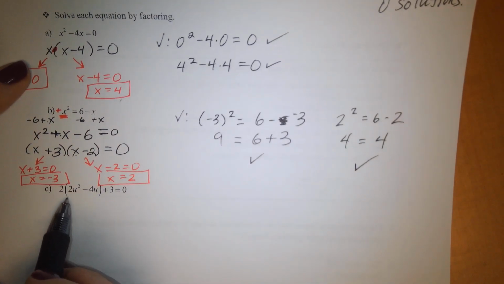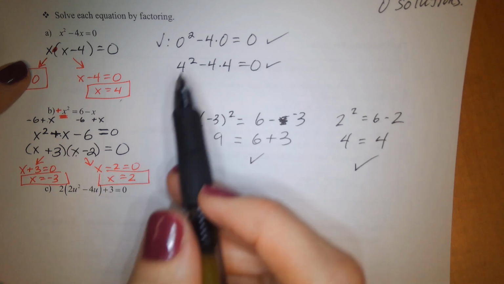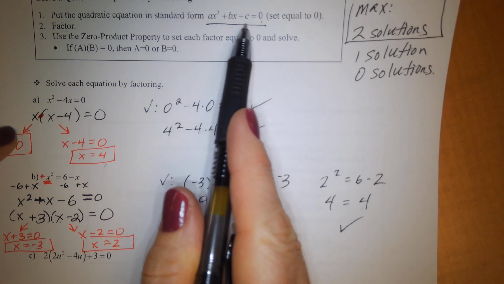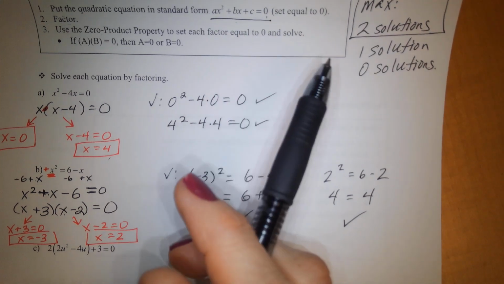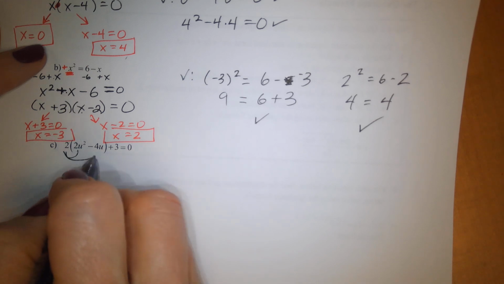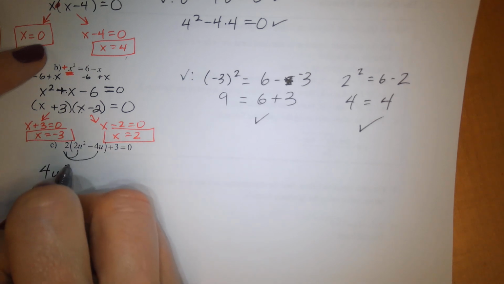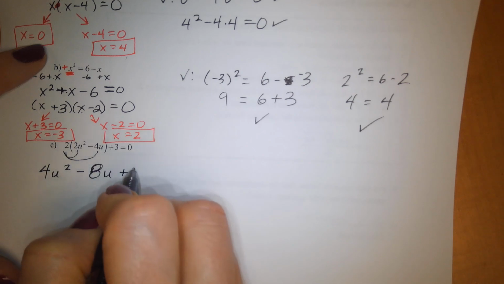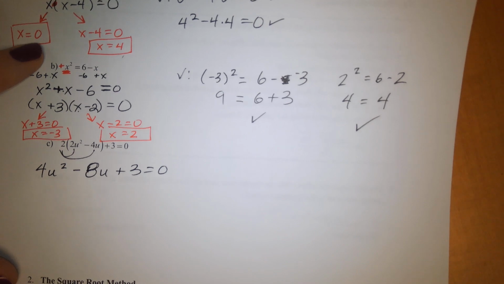Next one. Let's distribute. Let's get rid of parentheses, because remember we want it to look like it's in standard form. There are no parentheses in standard form. So let's get rid of those parentheses. So distribute. We have 4u squared minus 8u plus 3 equals 0.